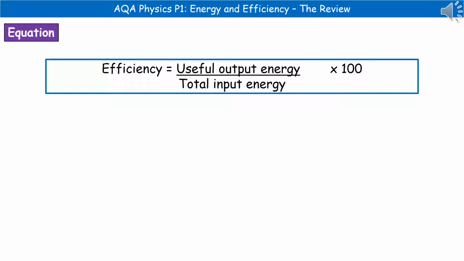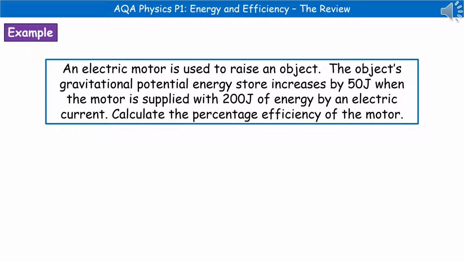The next equation we need to know is the one for efficiency. If you're asked to calculate the efficiency of an object, then what you need to do is the useful output energy divided by the total input energy, and then times that by 100 to give it as a percentage. Now, you don't always have to give it as a percentage, you can give it as a decimal, but just double check what the question says before writing your answer.